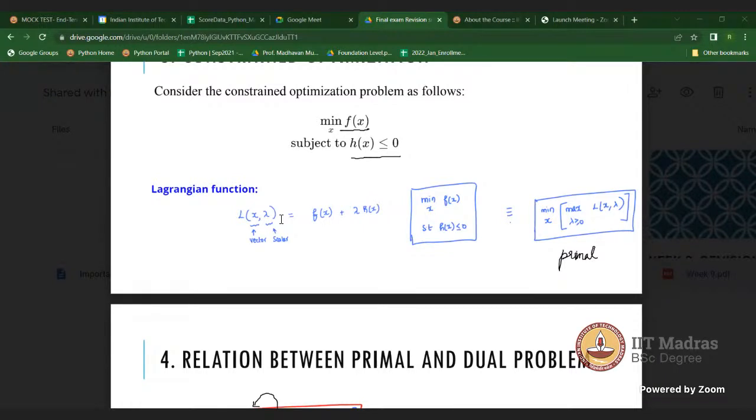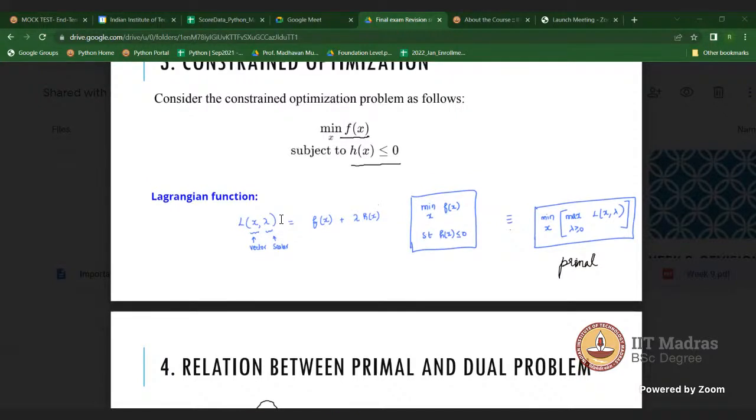Okay, so we have studied up to the KKT. After this, let's say I have L(x, lambda). Let us look at what the value of L(x, lambda) will be when h of x is less than or equal to 0.